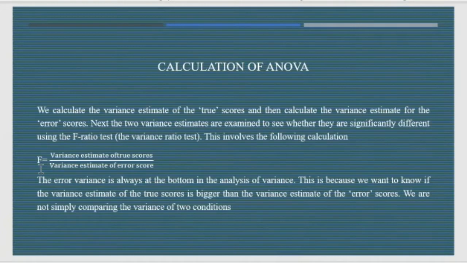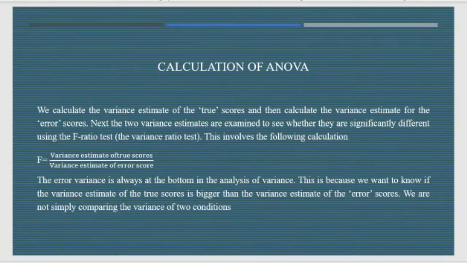And this is the formula of ANOVA: true score is the variance of true score by variance of error score. Our objective is to see the effect of manipulation of IV on the dependent variable. So if there is any change in dependent variable because of IV, that is a true score. And if there is any change because of some other factors which we don't want to know, or which we want to eliminate, that is the error variance. And we want to see whether true variance is bigger than the error variance. So this is the formula of F test.